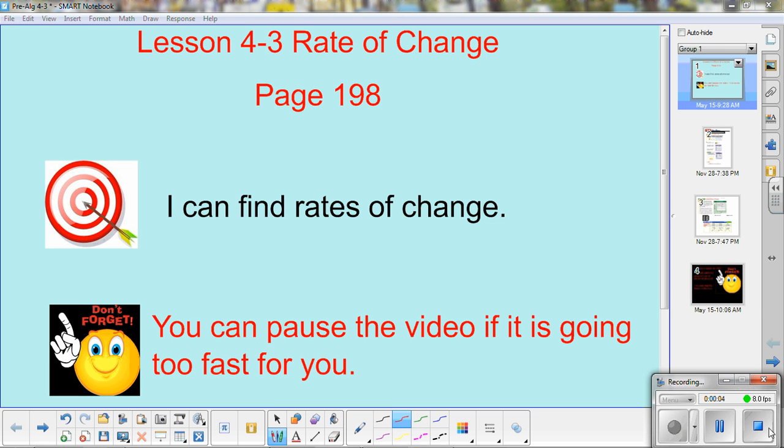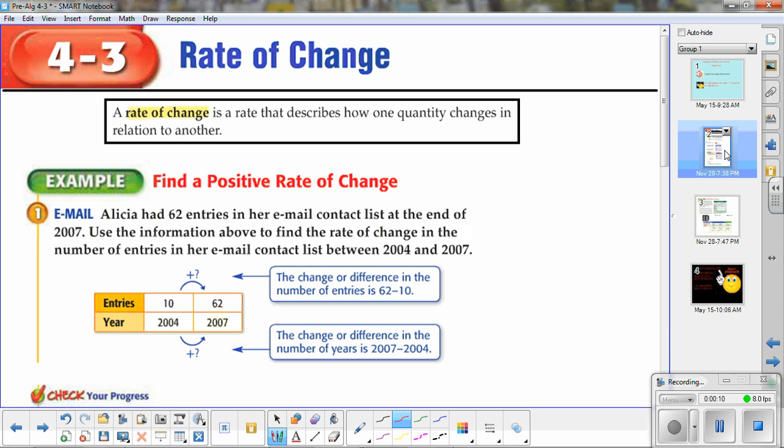In Lesson 4.3, Rate of Change, you'll be finding rates of change. A rate of change is a rate that describes how one quantity changes in relation to another. Example 1, finding a positive rate of change.